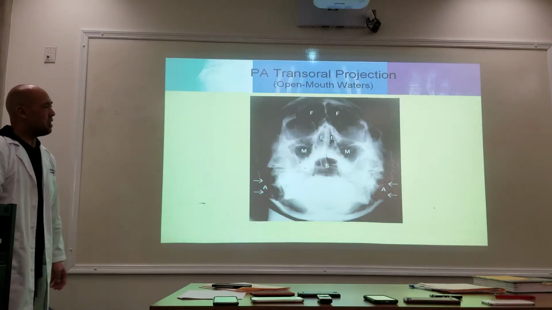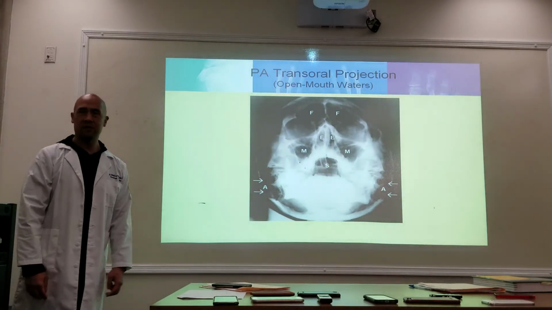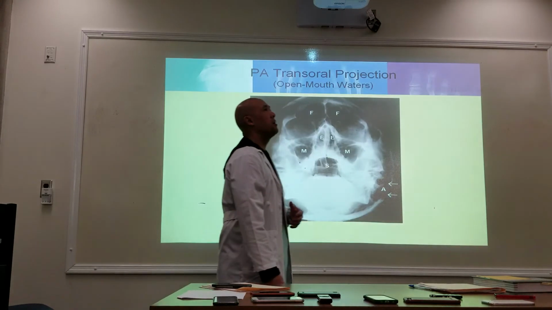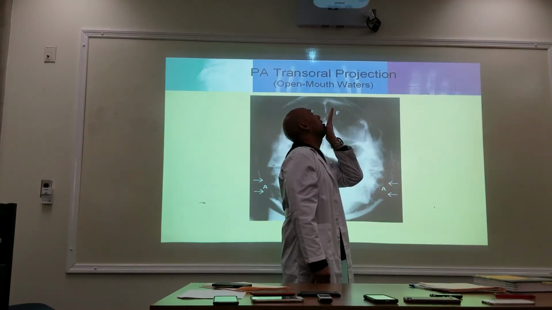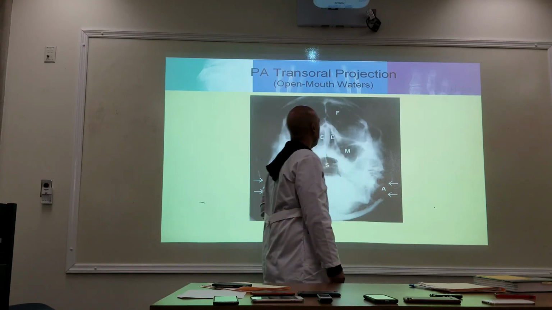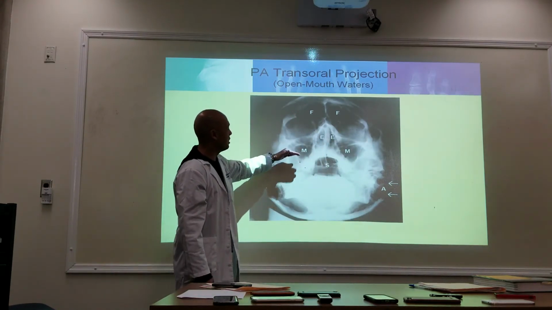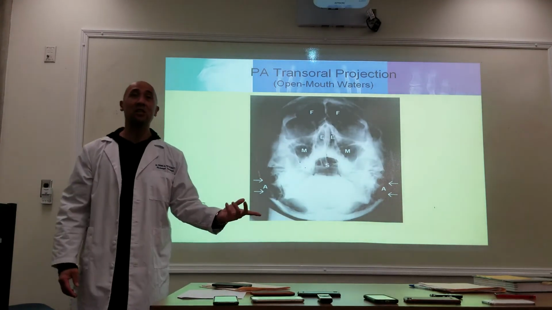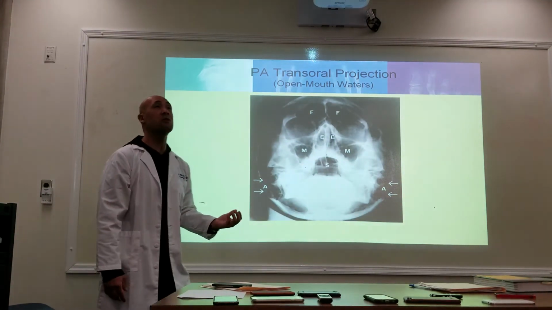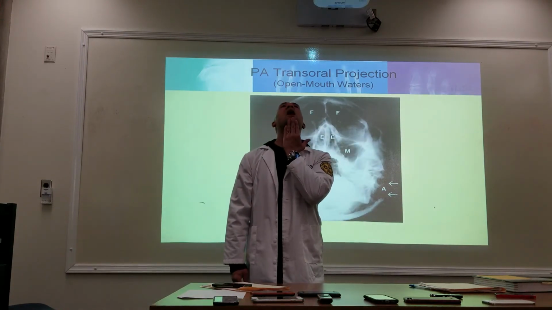All right, this is a Waters view. So this is Waters, mental meatal line, perpendicular. It drops the petrous ridges below the maxillary. But this is a special type of Waters view. It's actually an open mouth Waters. So they're doing this.